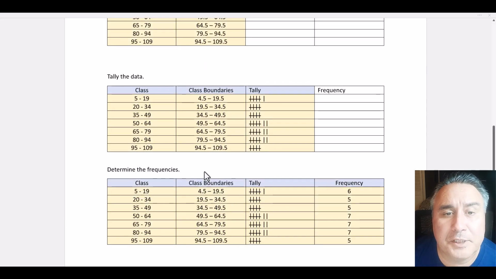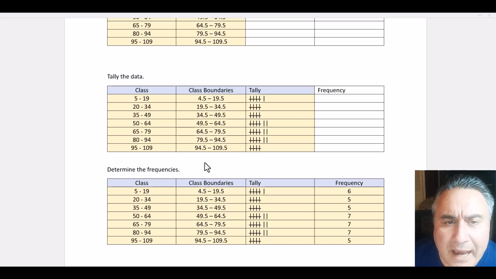The next step is to tally the data. So we would have to go back to the original data set, and we have to identify which group each data value belongs to. The first data value was 51. We can see that 51 falls in this 4th group. We would then place a tally mark indicating that, and we repeat that process for all the other data values until they're all accounted for.